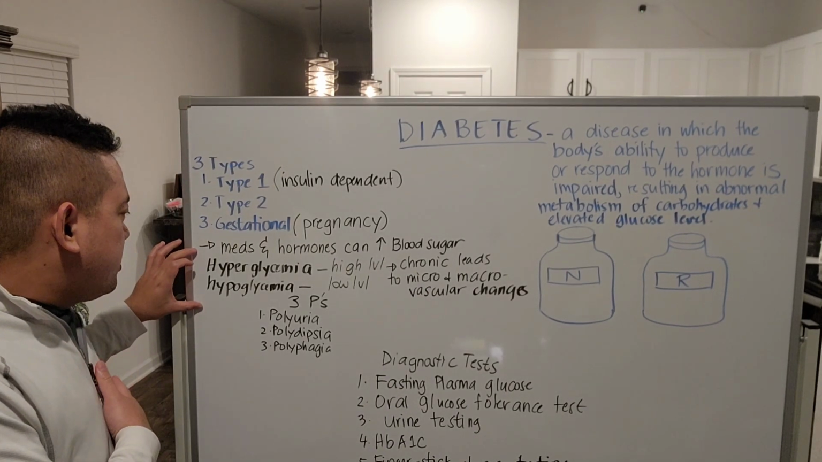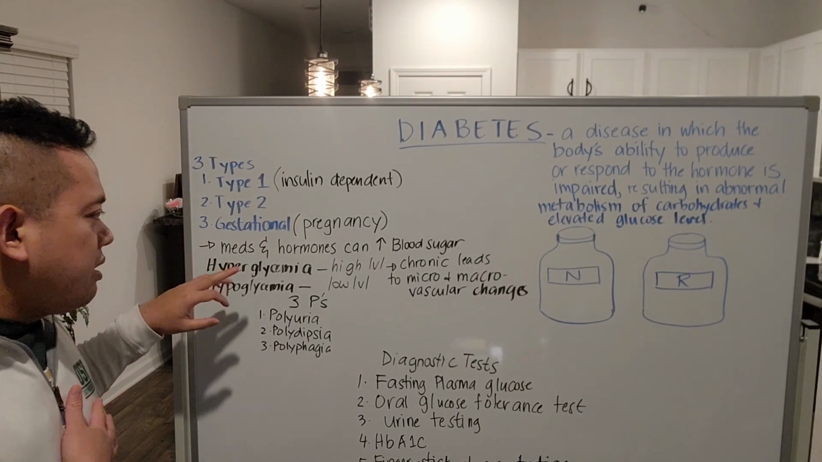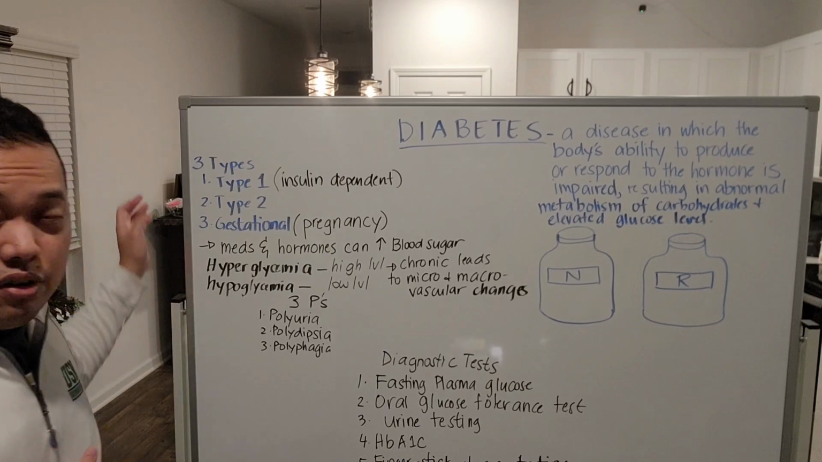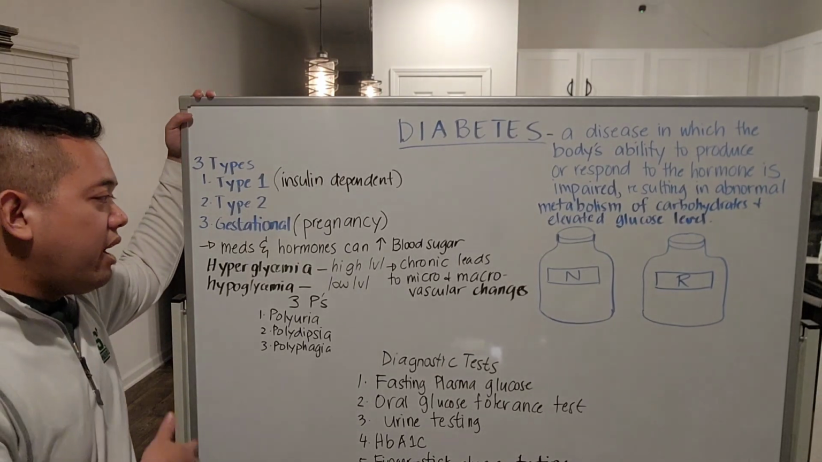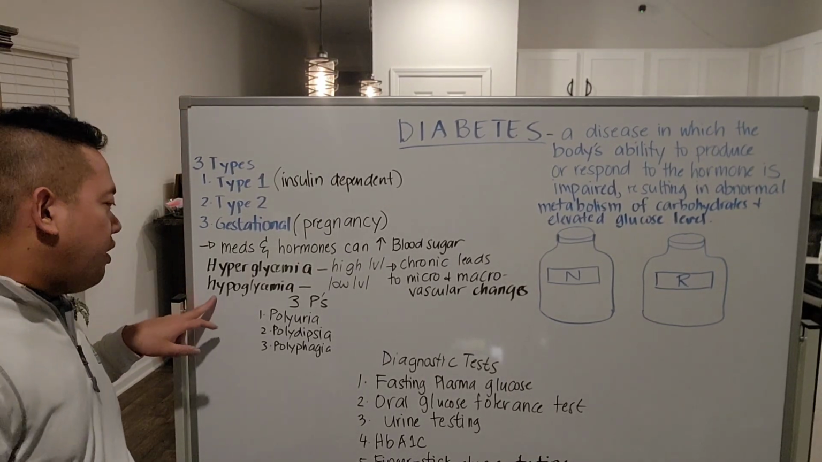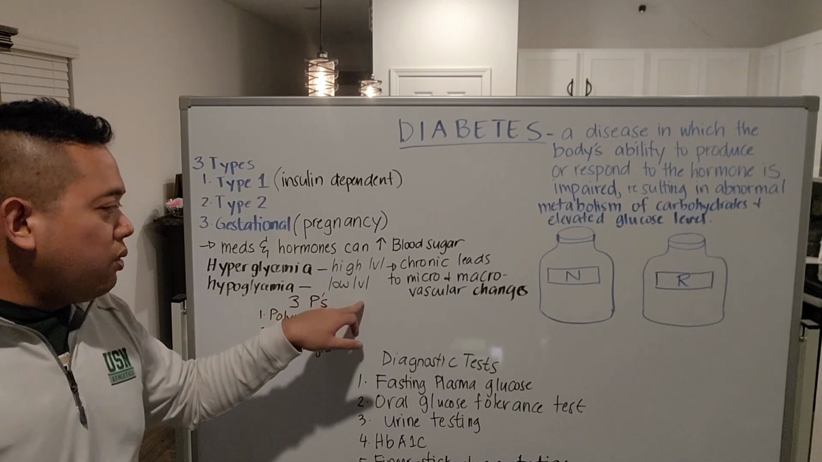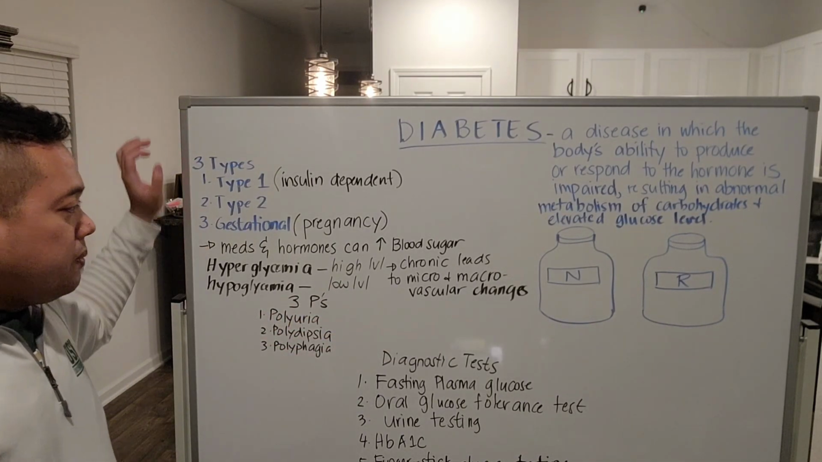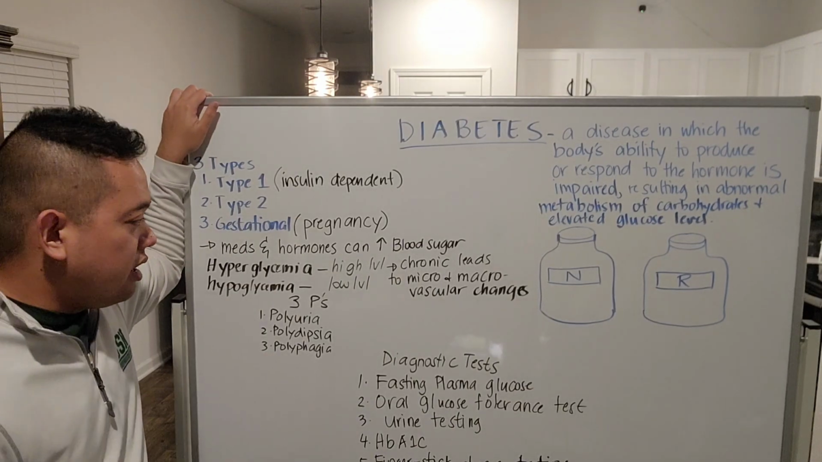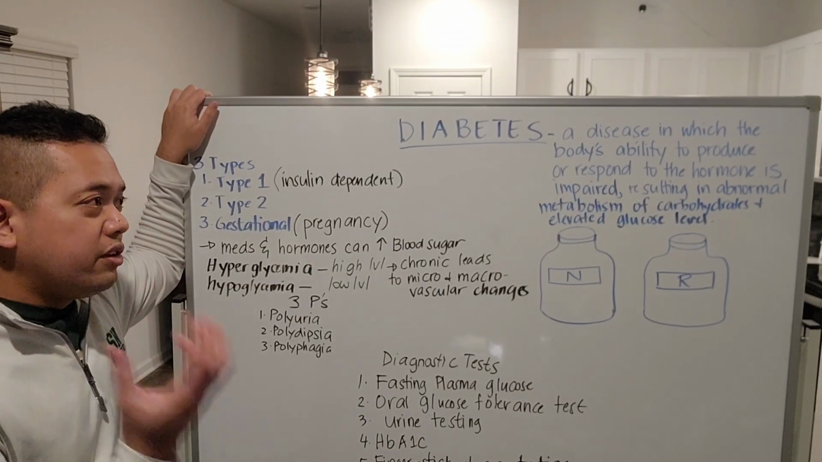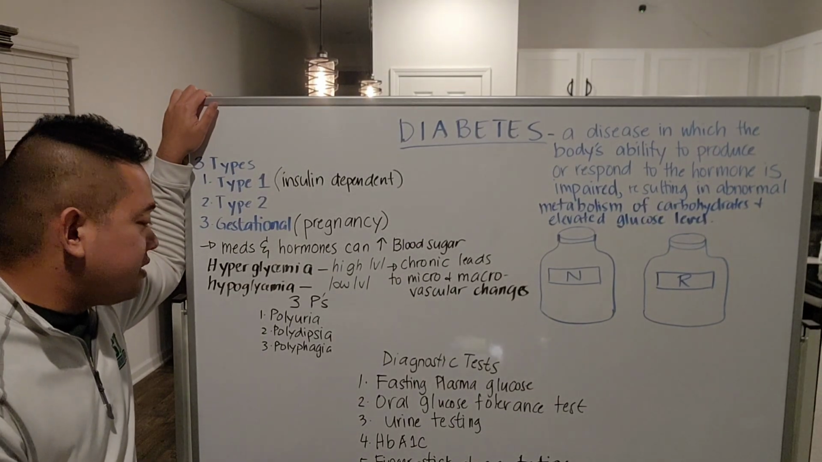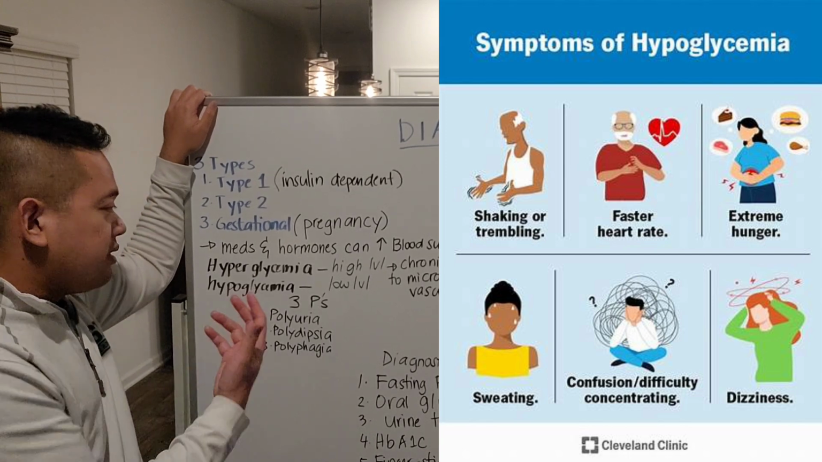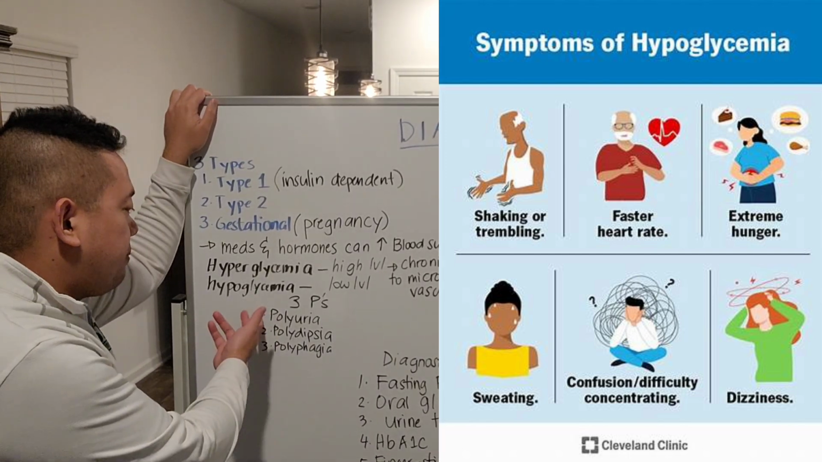So the effects and symptoms that can be caused by diabetic problems would be either hyperglycemia, or high levels of sugar, or hypoglycemia, which is the low sugar. So both of them are a problem, but I think the major thing that nurses or healthcare providers usually focus on, because it's life-threatening, would be the hypoglycemia.